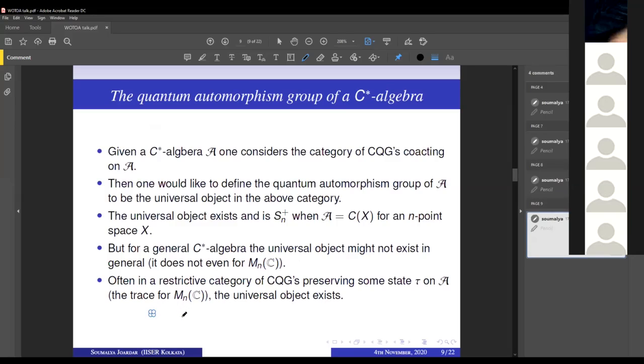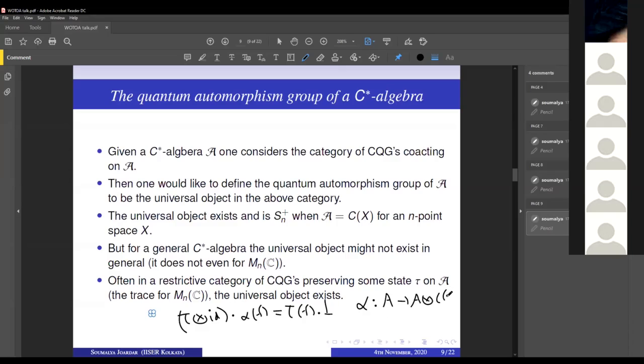preserving the state? Let me write it down. I will explain what I mean by these things. (tau ⊗ id) of the coaction applied to a equals tau(a) times 1. So this was a tensor, and one can see it like this, and if tau is a state on A, this makes sense. This is what we mean by state preserving. Okay? So it is standard by now to assume some state preserving category and prove the existence of universal objects.